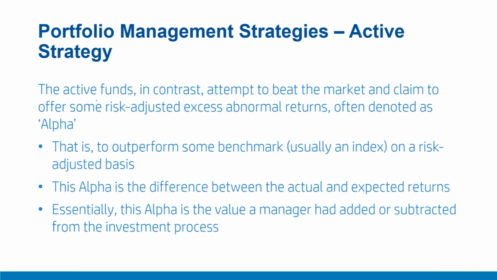In contrast to these passive funds, active funds try to beat some kind of index, like a benchmark or a market index or some other index, and they claim to offer risk adjusted excess abnormal returns, which in the parlance of fund management is often called alpha. So they try to outperform some kind of benchmark. Generally this benchmark is some kind of index on a risk adjusted basis.